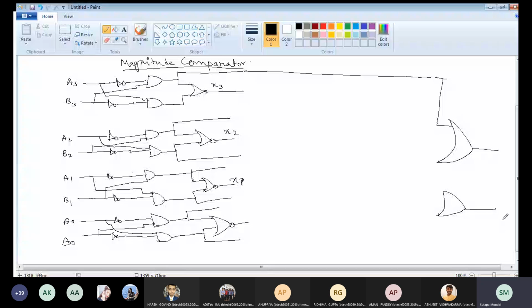Okay, so this will be your X0. Now, all the lines you take down because you need all these lines. Okay. So this is for, wait, dear students.